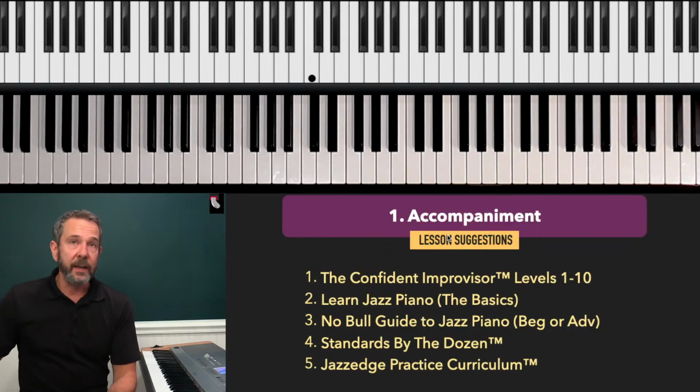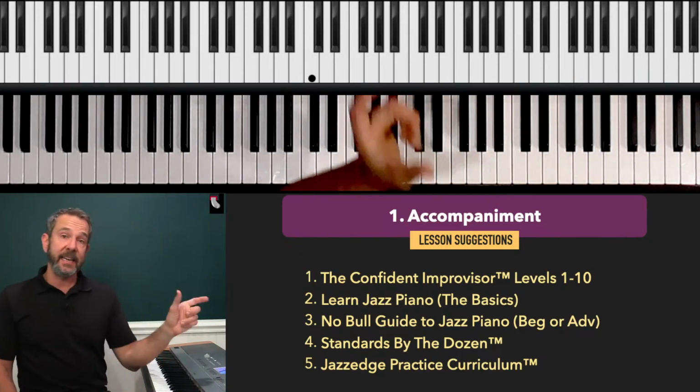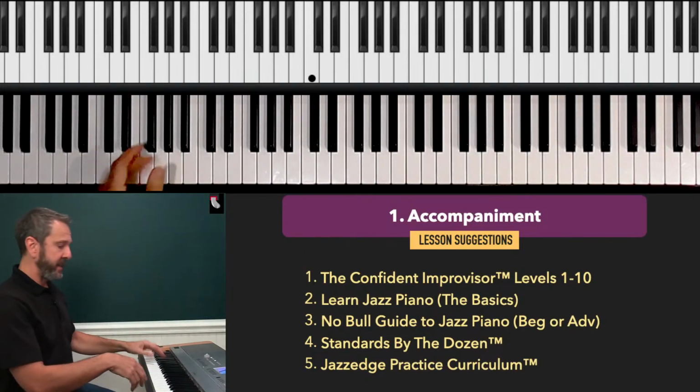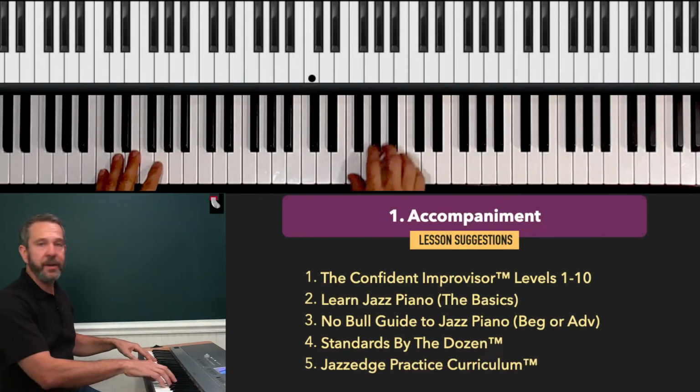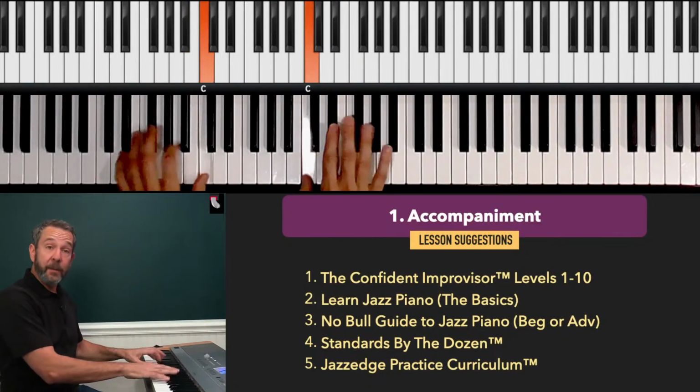All right, so the Confident Improviser, great. Learn Jazz Piano, the Basics. That is a lesson. That is a fantastic lesson. It's the Ben's Blues lesson. This is where you end up learning this bass line, these chords, and then improv.